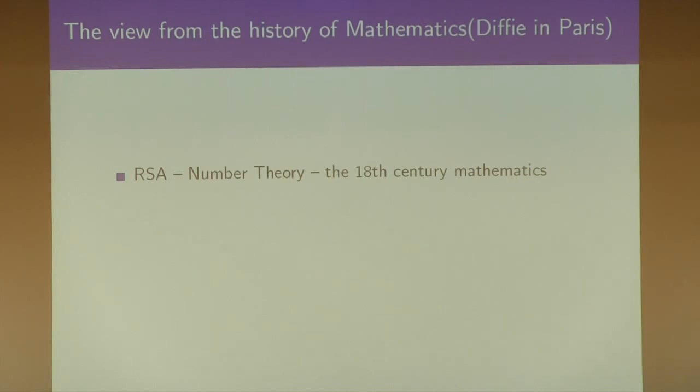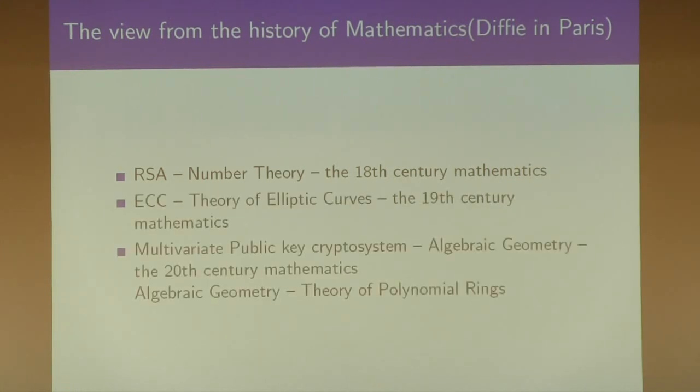And I liked very much a comment that Diffie made, I think in Paris in 2000. He said something very interesting. If you look at history, RSA is based on number theory. This is something we did in the 18th century. And ECC is based on elliptic curves. This is what we did in the 19th century. And what is the theoretical, mathematical foundation for the multivariate scheme? This is algebraic geometry. It's about how to solve systems of equations over finite fields. So this is what we have.